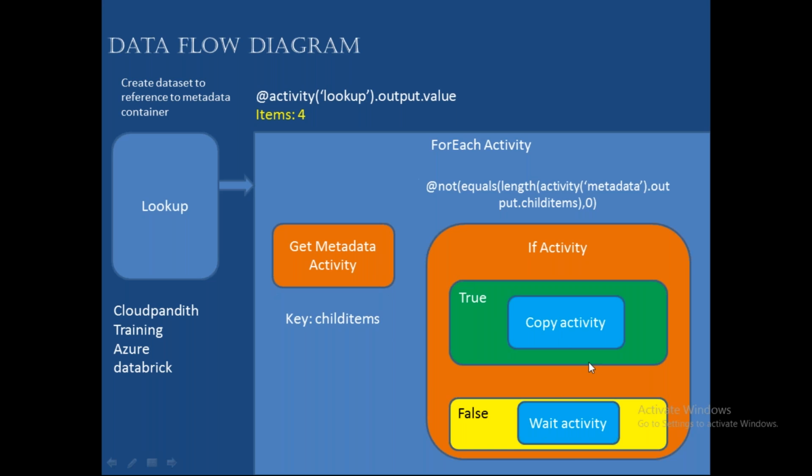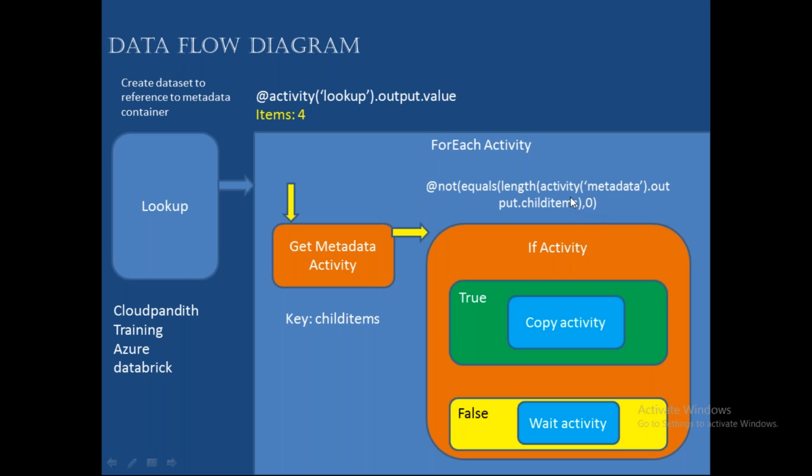This is the flow. Now let's say you have 4 items. First I pass the first item to get metadata, meaning Cloud Pandit I have passed. This get metadata will go into Cloud Pandit and check whether we have any items in it. If we have any items, I will check them in the if activity. This is the condition I will check: activity of metadata, output dot child items, length is 0 or not.